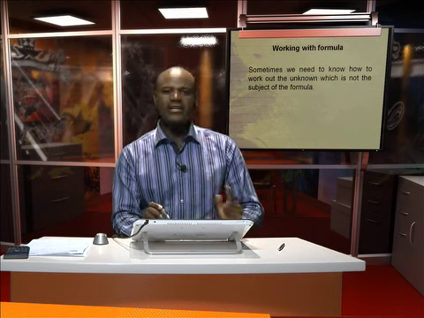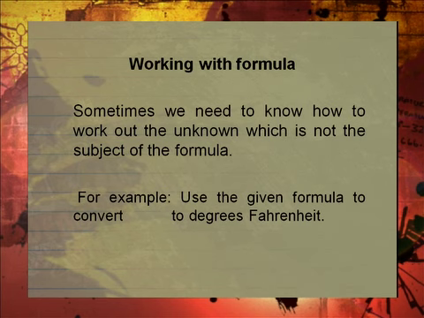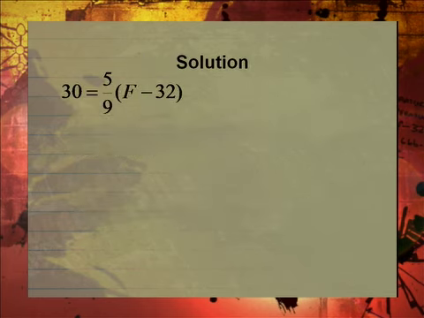Now, let's have a look at this one. Use the given formula to convert 30 degrees Celsius to degrees F. We have the formula here. This is C, and I substituted C by 30, which is what is given. Now I need F. Can you see F is right inside the brackets? You need to work it out until you get F by itself. Where do we start?